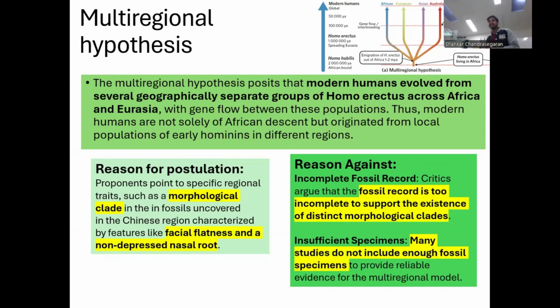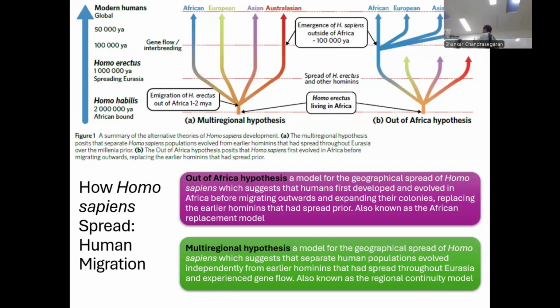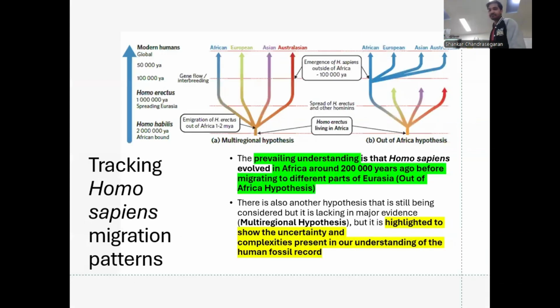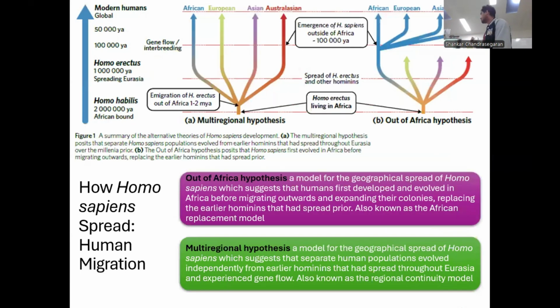In fact, there are more reasons against this hypothesis than there are for it, and that's why we use it as a way to postulate that there is still uncertainty and complexity in our understanding of the human fossil record. So that's why we still have to consider different ideas. Even though it's not well supported, it is still an idea that we should keep in mind because there is still a lot of uncertainty and complexity present in our understanding of the human fossil record. So we need to still rule out more ideas than shoot them down.